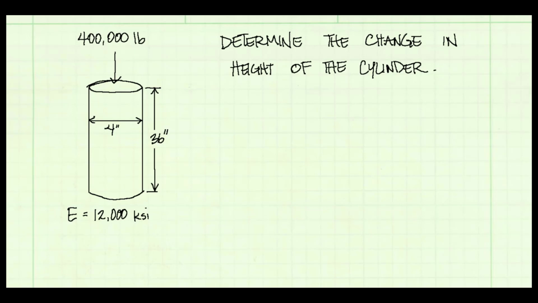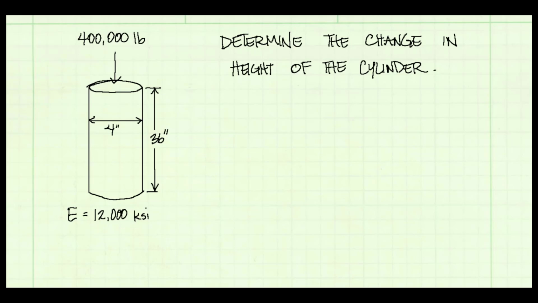Here's a problem where we can apply Hooke's law for normal stress and strain. It says, determine the change in height of the cylinder. You see we have a cylinder, it's 36 inches tall with a diameter of 4 inches. And there's a load being applied, 400,000 pounds. And the modulus of elasticity of the cylinder is given as 12,000 ksi.